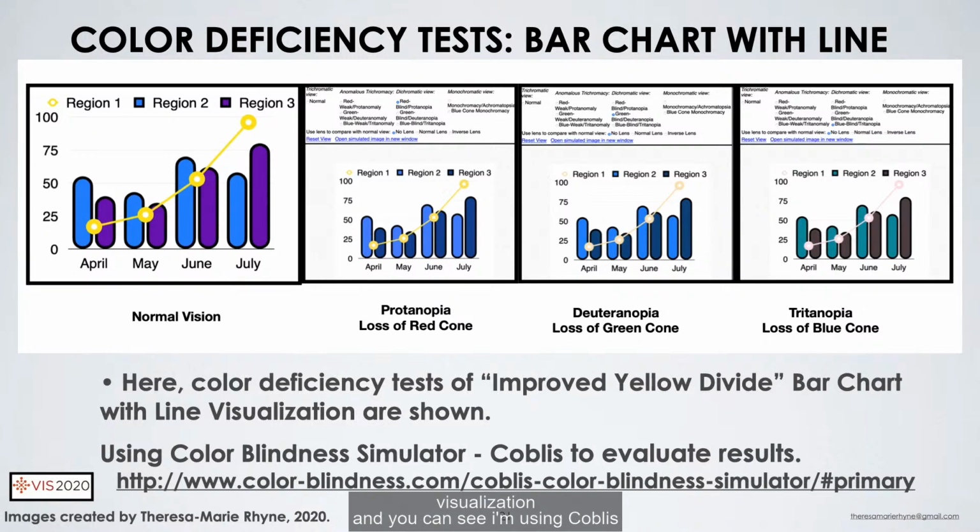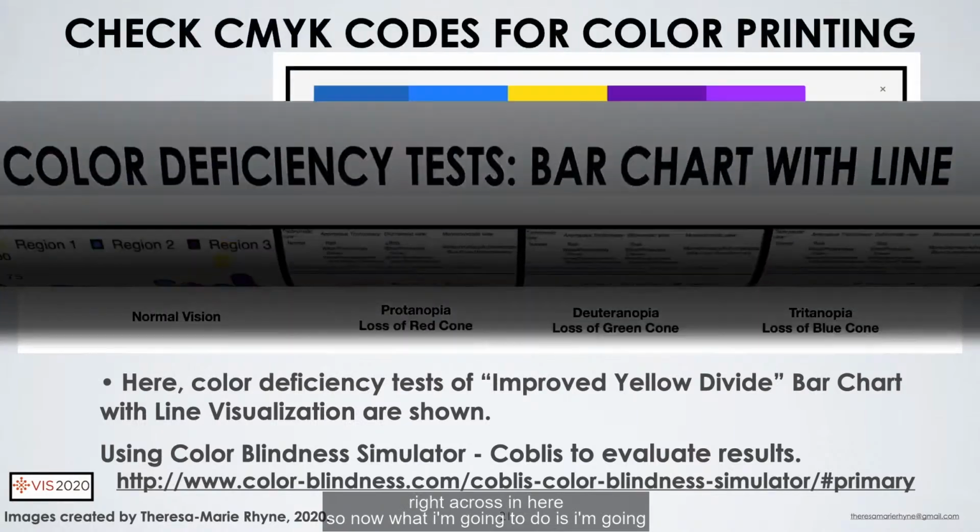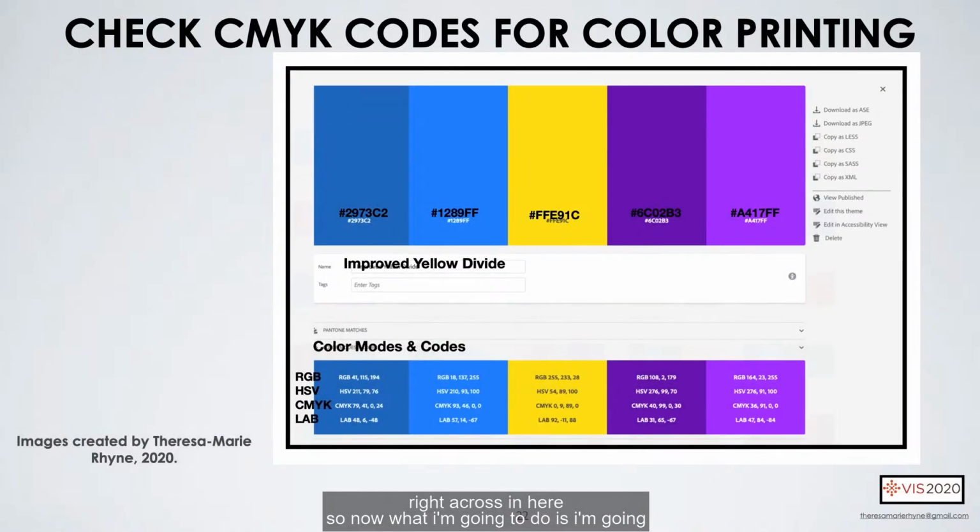And you can see I'm using Cobbliss right across in here. So now what I'm going to do is print this thing. This is going to go into, let's say, an annual report, and I'm going after printing.